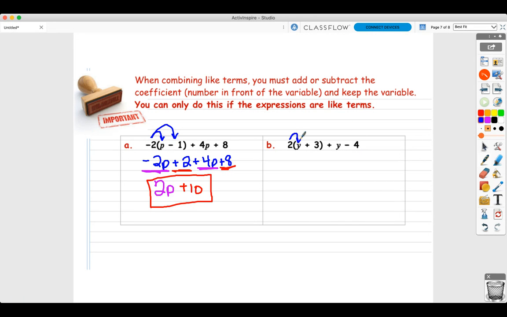Got distributing going on here too. So 2y plus 6 plus 1. I'm going to put the 1y right now. 1y minus 4. Remember, I always tell you guys to write a 1 there. And now let's combine our like terms. We've got a positive 2y and a positive 1y. That's going to give us 3y. And a positive 6 and a negative 4. That's going to give us a 2. So your final answer for this is going to be 3y plus 2.